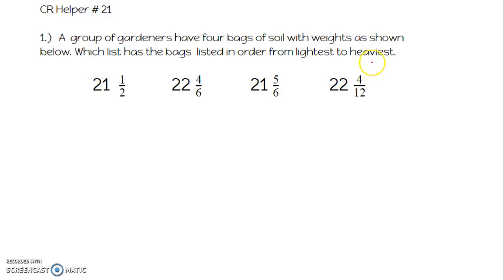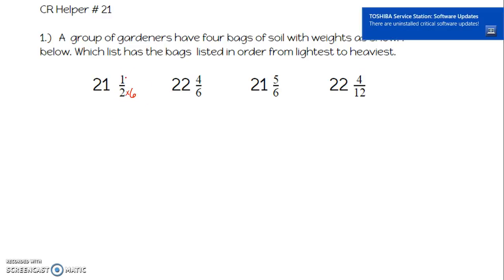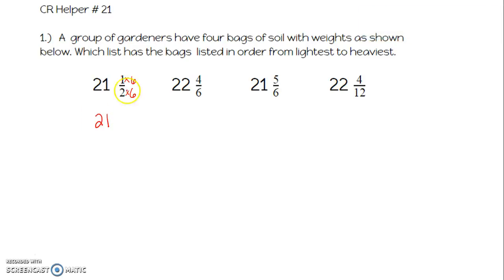Well, one strategy, and there's many strategies, but one strategy is you could choose to write each of the fraction parts using a common denominator. So if I looked at 2, 6, and 12, the common denominator for that would be 12ths. So I'd want to convert 1/2 to some number of 12ths. 1/2 is how many 12ths? Well, I could do 2 times 6 is 12. If I'm going to multiply the denominator by 6, I must also multiply the numerator by 6. So then I would have 21 1/2 is the same as 21 6/12ths.